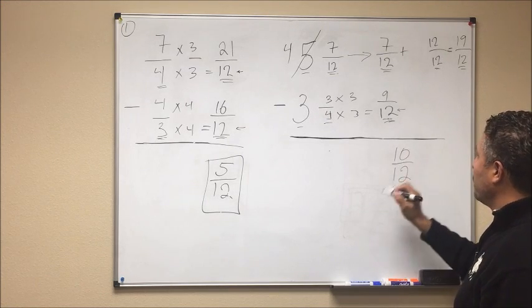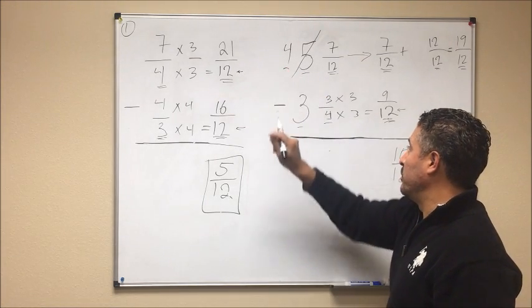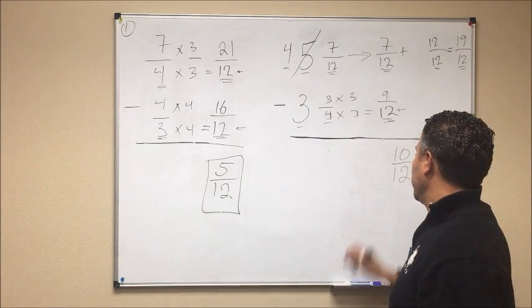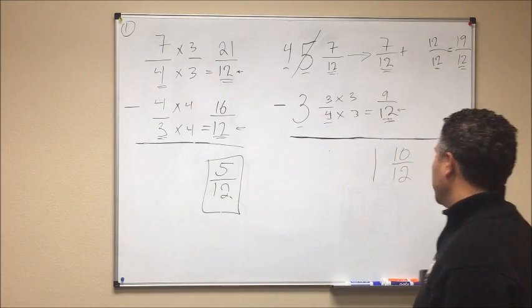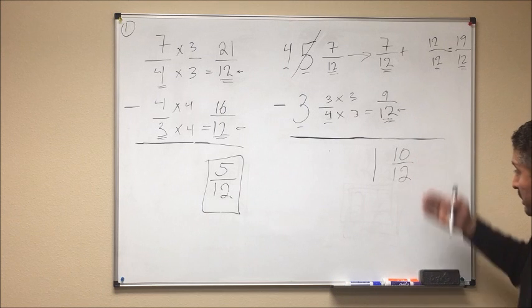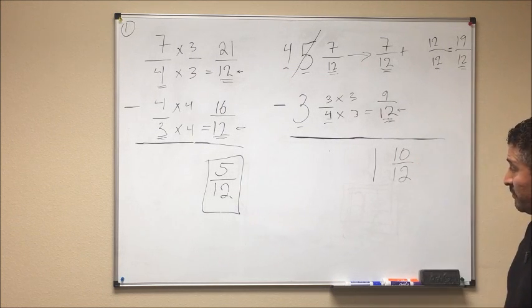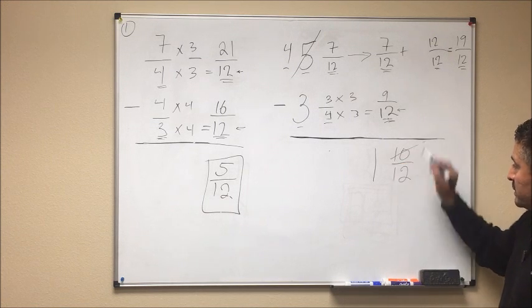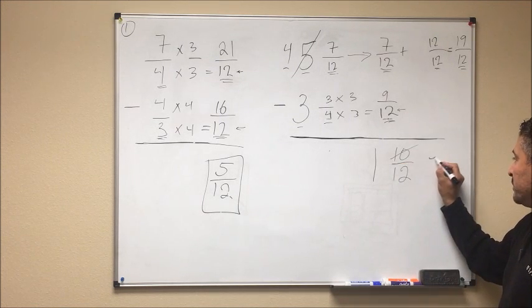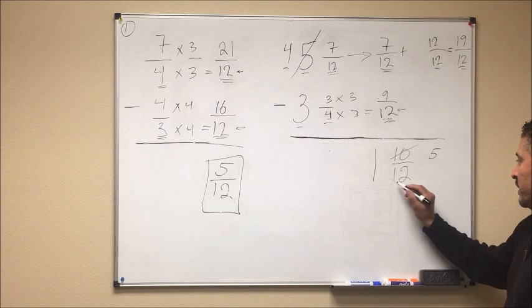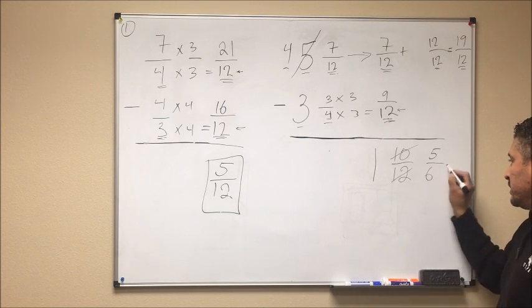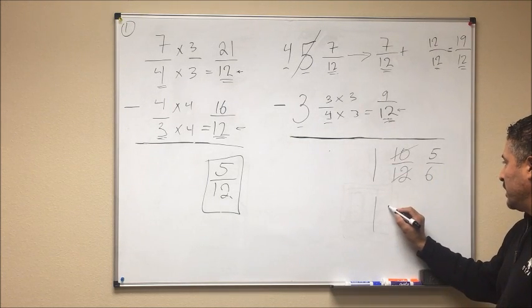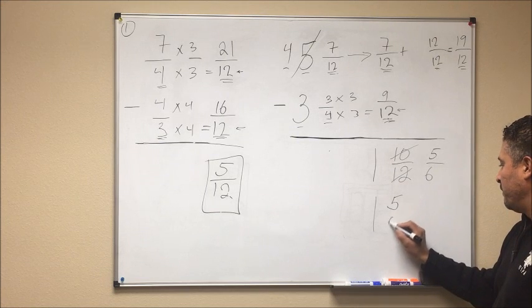But then you can't forget about the whole numbers. So 4 minus 3, it's 1 and 10/12. But this is not simplified. We can simplify it a little bit more. So if you cut the 10 in half, it becomes a 5. If you cut the 12 in half, it becomes a 6. Therefore, our final answer is 1 and 5/6.